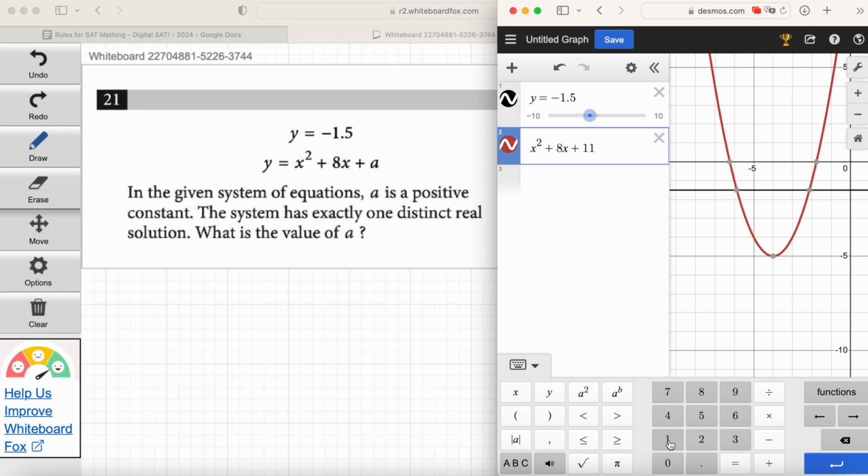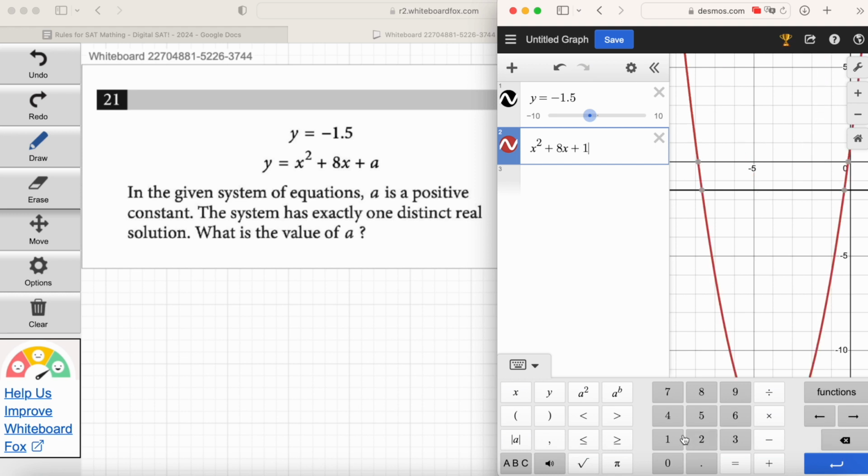Oh, too small. Give me another number. There's nothing to mess up here. 14. Yeah, 14. Oh, that's so close, but it's got to be a little bit bigger. We're almost there. Let's try 15. Oh, wait, what did I do? Oh, that's 115. Oh, 15 is a little bit too big.